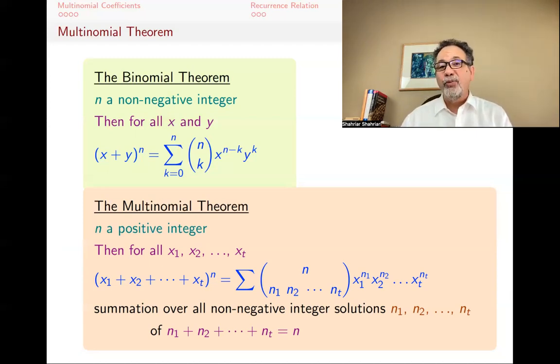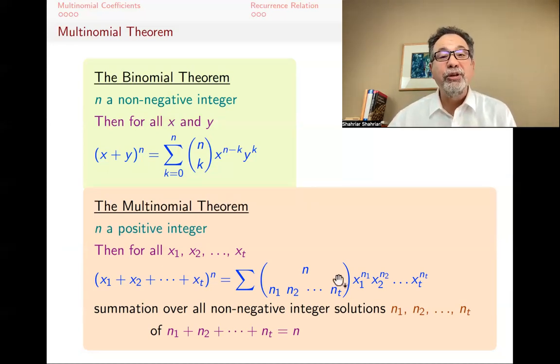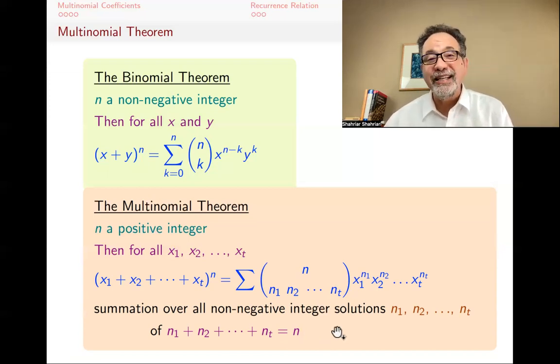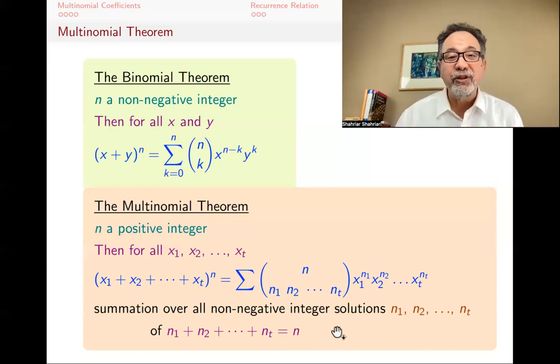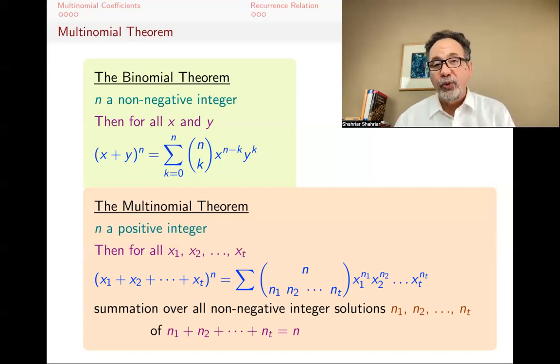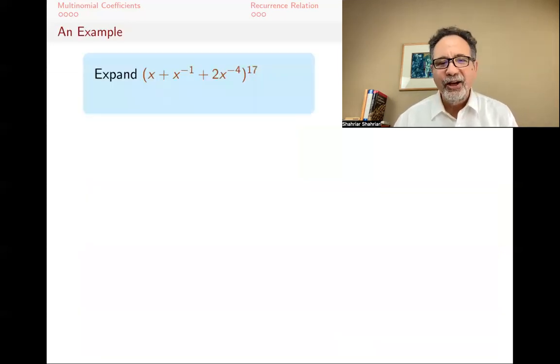No one said that there's going to be few terms. There's going to be a lot of terms. In fact, the number of terms is the number of non-negative integer solutions to x1 plus x2 plus ... plus xt equals n. That was the subject of previous videos, a multichoose number. It's t plus n minus 1 choose n. Okay, so let me give you an example of how to use this theorem, and then we'll give a proof of it.